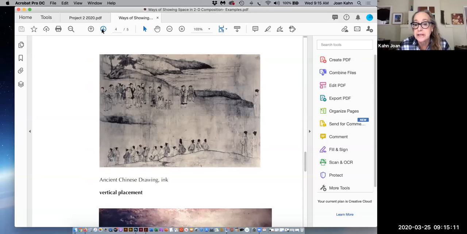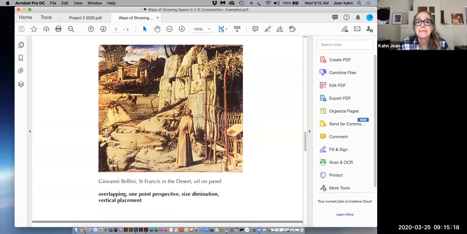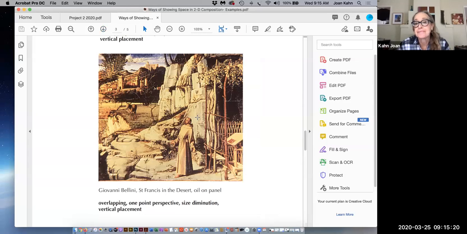This is an ancient Chinese drawing. I see, they're both, okay. This one has linear perspective. These lines go back to a vanishing point.